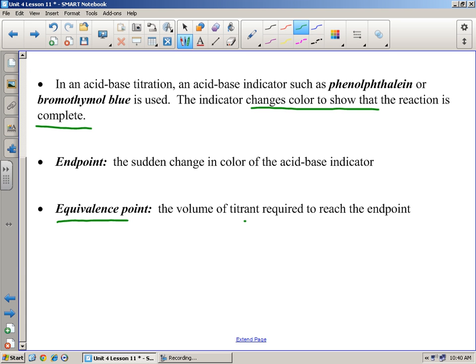The equivalence point, this would be your quantitative observation, as opposed to the qualitative one. Qualitative observation. The equivalence point is the quantitative number. It is the actual volume, the measured volume that is required to reach that sudden color change. So please know those two definitions.